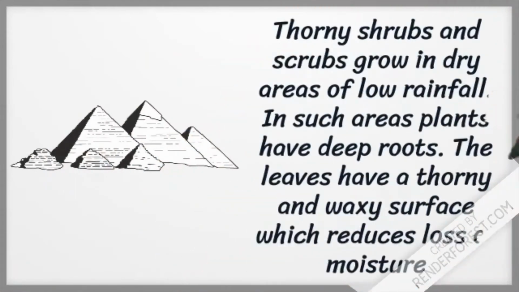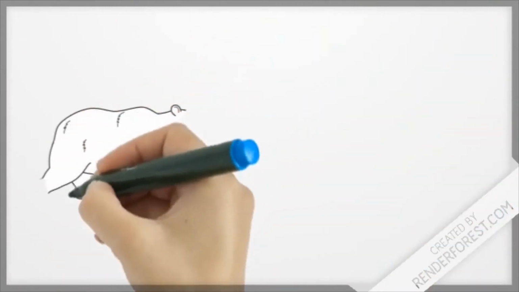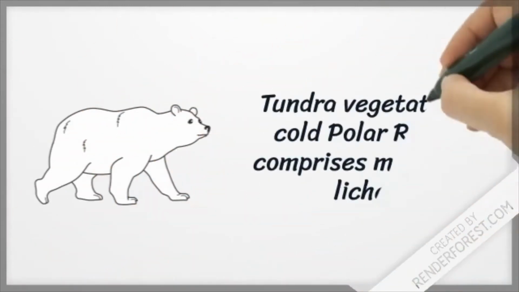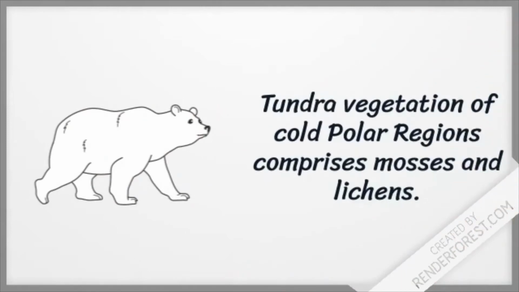Thorny shrubs and scrubs grow in dry areas of low rainfall. In such areas, plants have deep roots. The leaves have a thorny and waxy surface which reduces loss of moisture through transpiration. Tundra vegetation of cold polar regions comprises mosses and lichens.